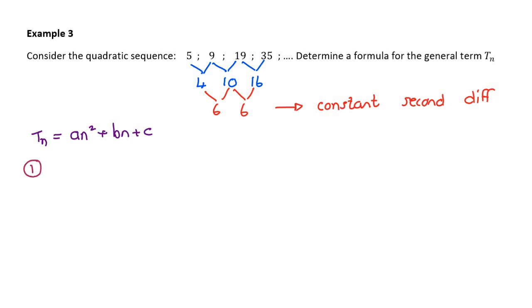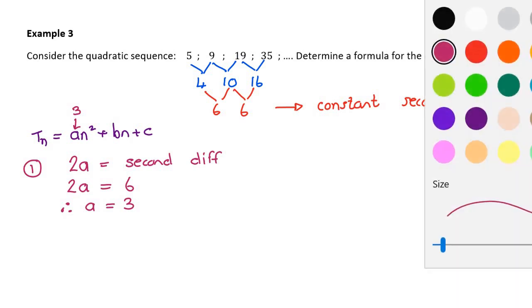First step is 2a equals my second difference. So in this particular example, my second difference was 6. So 2a must equal 6. Therefore, if I divide by 2, I get a is 3. So I immediately know that in my formula, a is 3. So that's my first step.